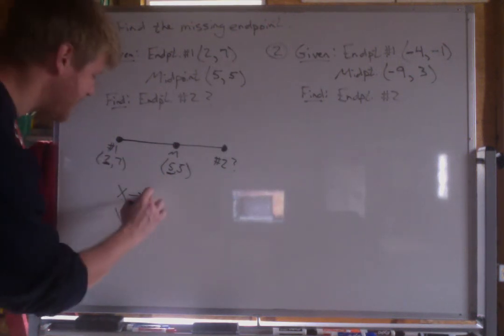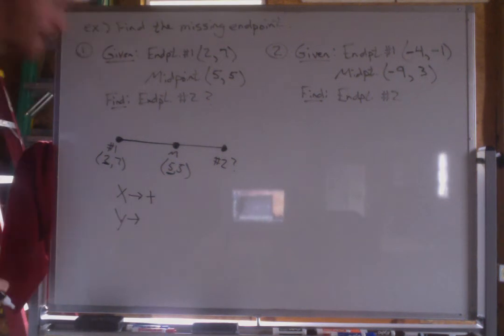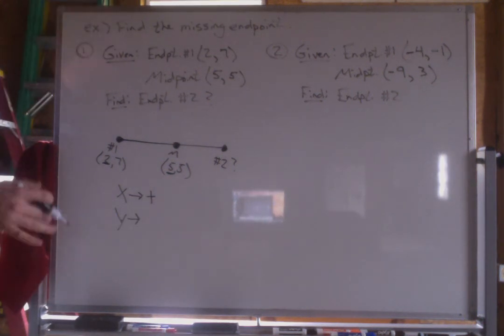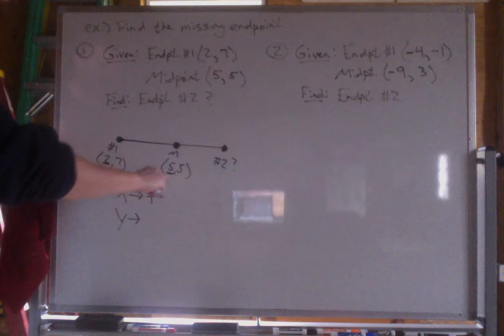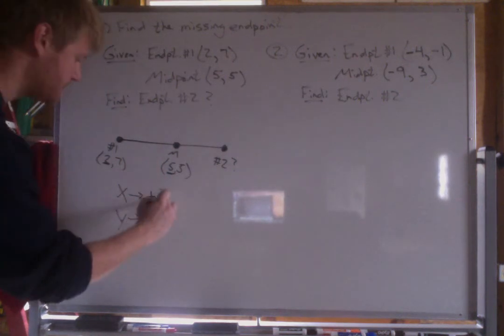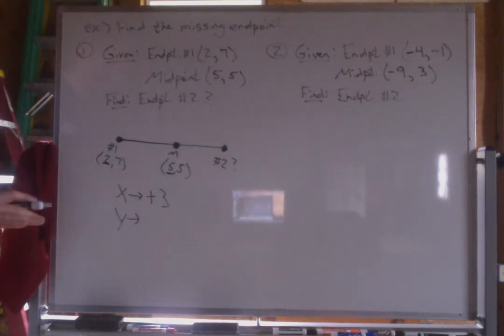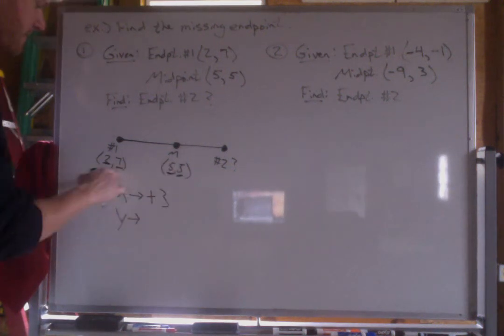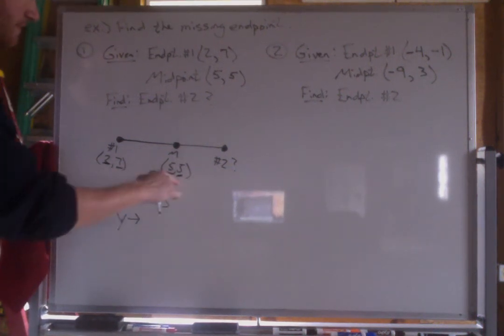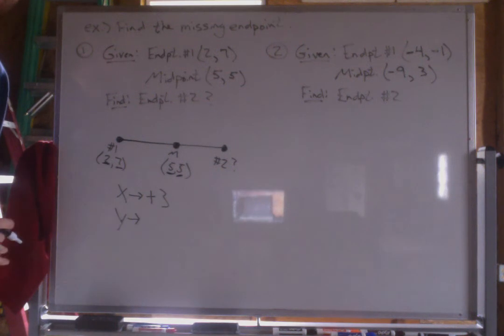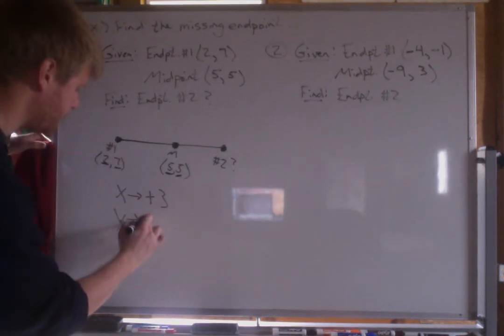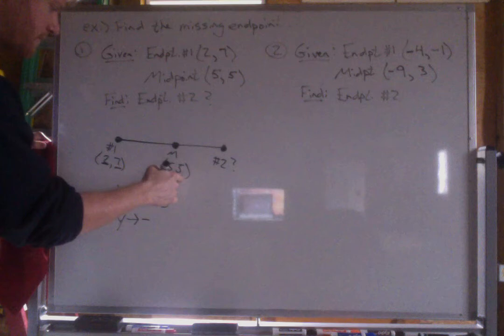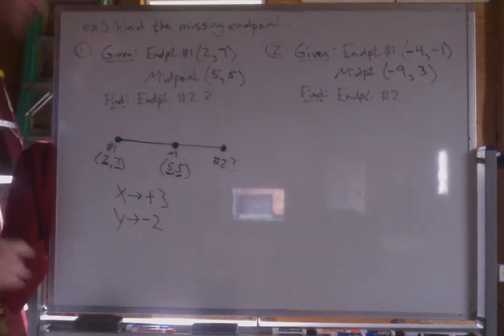So that is a positive difference or positive change. I'm going to emphasize that plus or minus there. From 2 to 5 is a plus 3. Now I do the same thing for the y's. From 7 to 5, I'm going down, I'm decreasing, so that is a negative difference, and to go from 7 to 5, you subtract 2.